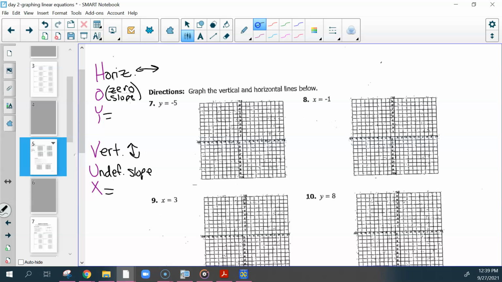So when you're given these graphs, or these equations, and you have to graph them, remember which one is which, and you'll be okay. So for number 7, they gave us a y equals. Since it's a y equals, this has to be a zero slope, that's horizontal. So I'm going to start at y equals -5. Just try your best. Find when y equals -5.